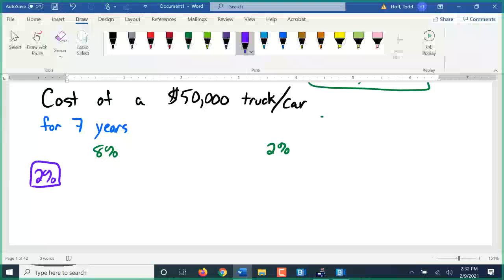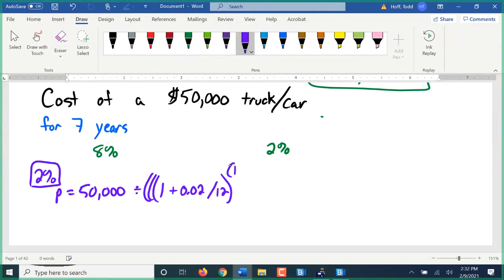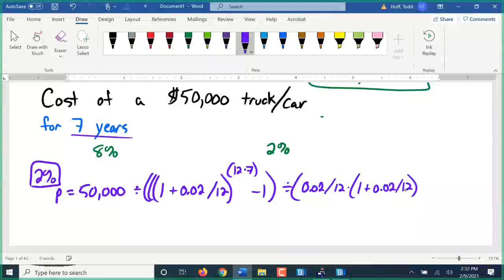So why do you want a good credit score? Well, if you have 2%, your payment is going to be that $50,000 present value divided by, open parentheses, remember it's the same formula as drawing out the money from your savings and retirement. 1 plus 0.02 divided by 12, to the power of 12 times 7, because we're going 7 years, minus 1. Close, divided by open 0.02 divided by 12 times 1 plus 0.02 divided by 12, to the power of 12 times 7 again, and then close up the parentheses.